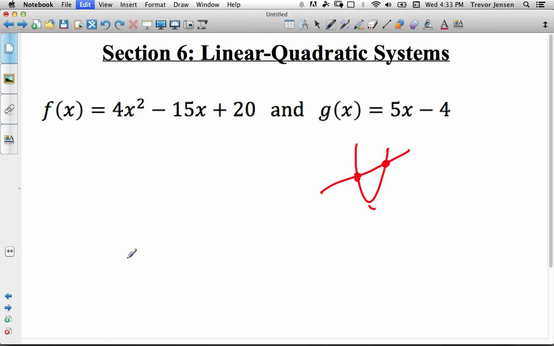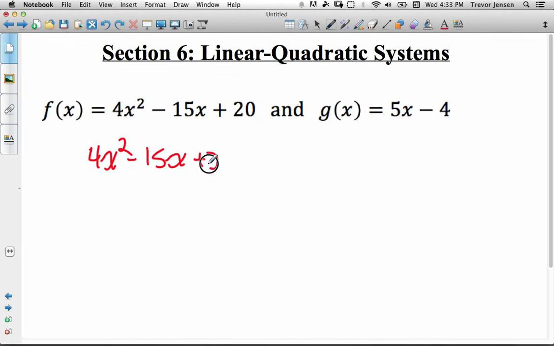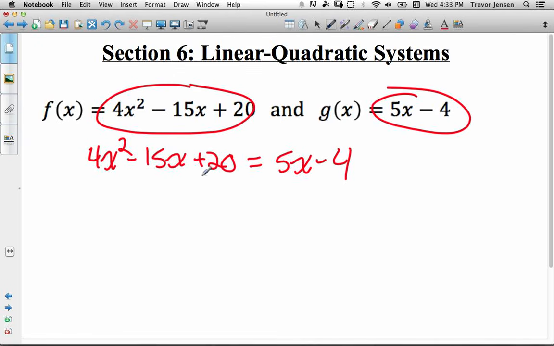Okay, let's go ahead and solve this. So the steps to solving a linear quadratic system: we're going to figure out where they intersect, if they intersect at all. To do that, you have to set the equations equal to each other. So set 4x squared minus 15x plus 20 equal to 5x minus 4. I've set the equations equal to each other. Now you solve what values of x make the quadratics equal to each other. So that means what are the values of x at their points of intersection, if their points of intersection exist.